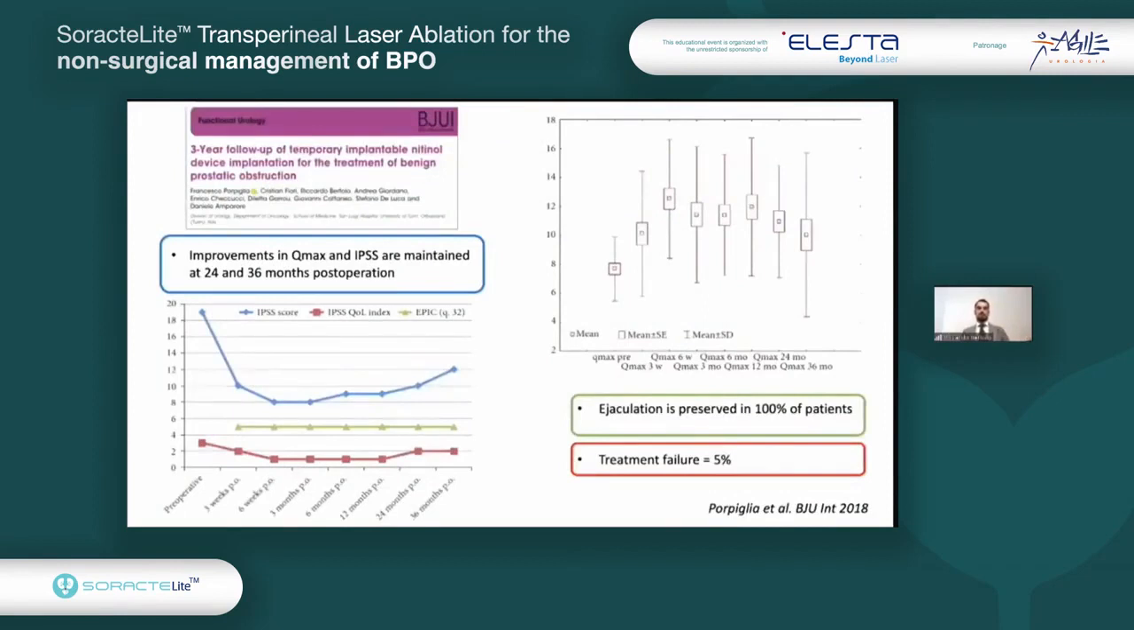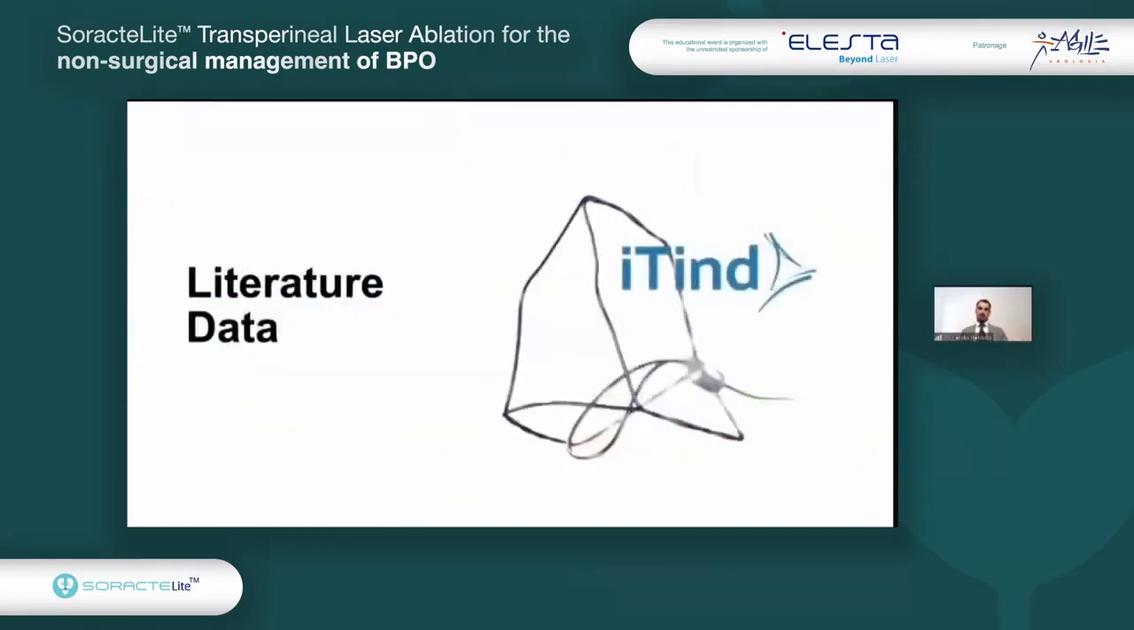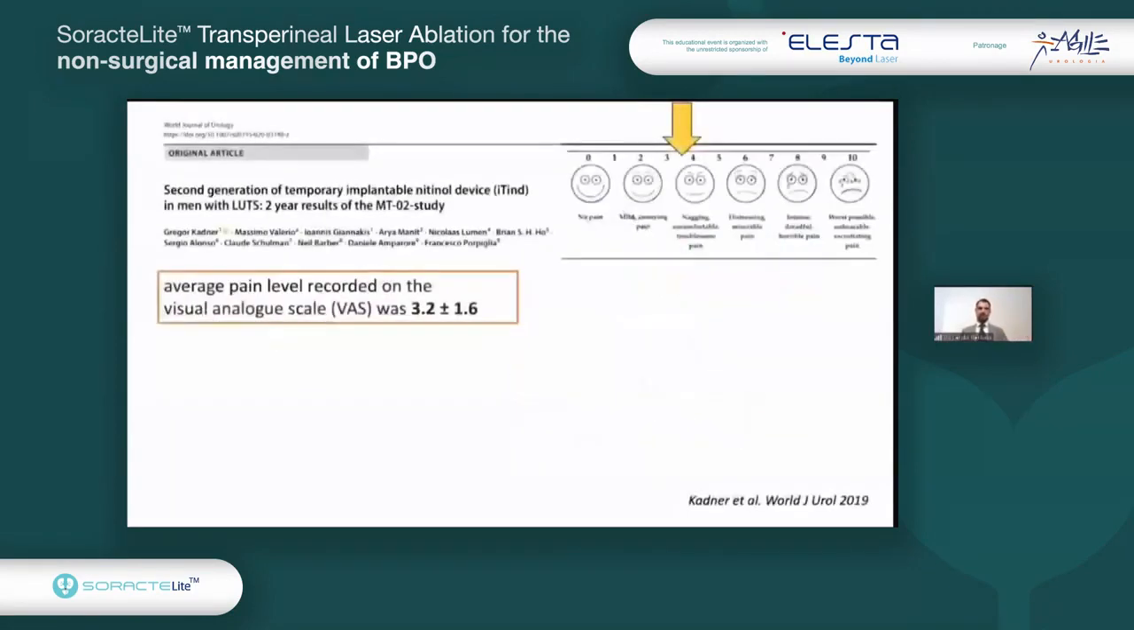We confirmed that the Qmax, the IPSS and quality of life were almost stable over time. Ejaculation was preserved in 100% of the patients. There was a 5% treatment failure rate reported. Then the literature is moving up with the data about the iTind, which is the second generation.